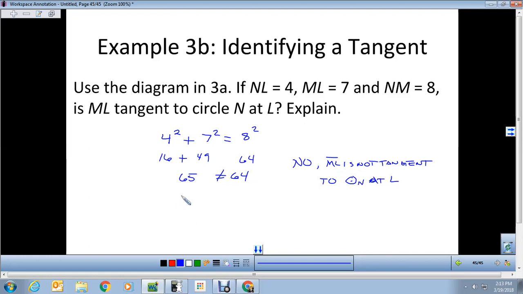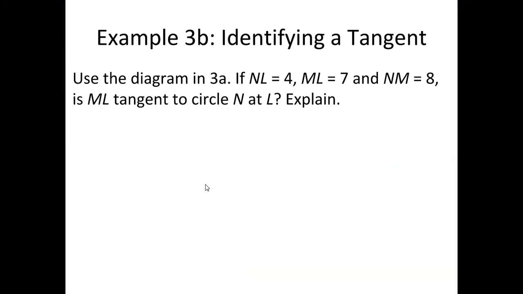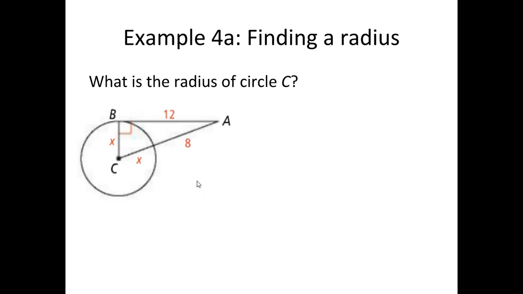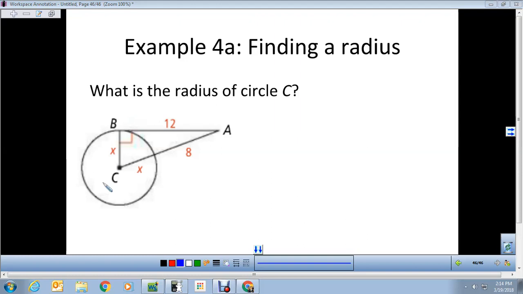Okay, so now we've looked at how to find a missing length of a right triangle. We've looked at identifying if something's tangent or not by using the Pythagorean theorem. Now let's look at what happens when we're asked to find the radius of a circle. Now notice we're going to have two variables because we have two radiuses in our picture. This part is a radius, so is this. So we're going to use the Pythagorean theorem once again to find our value of x.